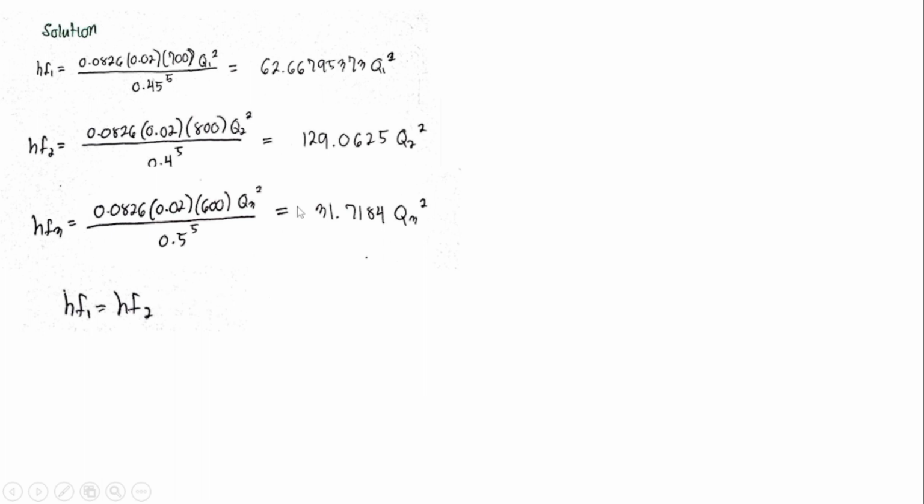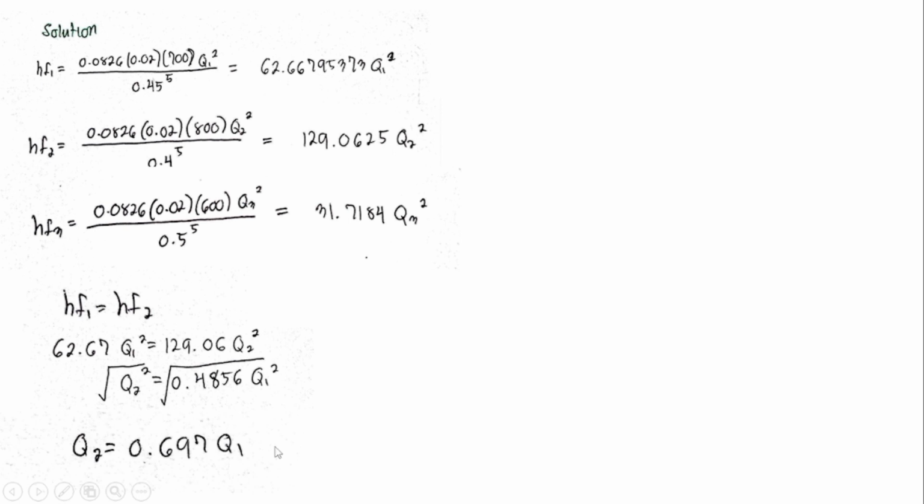And since we have the relationship between the major head loss in pipes 1 and 2, we can solve for Q2 in terms of Q1. So we are going to equate the major head loss in pipes 1 and 2. So 62.67 Q1 squared is equal to 129.06 Q2 squared. And since we are going to solve for Q2 in terms of Q1, we need to divide 62.67 over 129.06, which is equal to 0.4856, and take the square root of both sides. So Q2 is equal to 0.697 Q1.